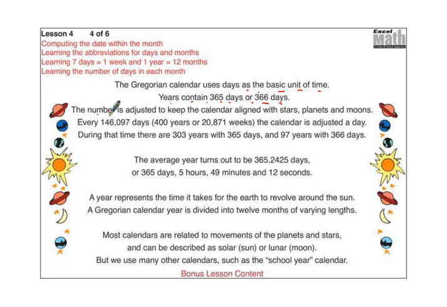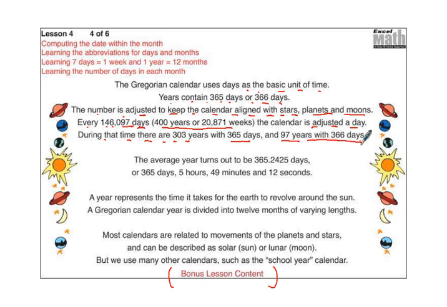The number, and by the way, this is also bonus content here. The number is adjusted to keep the calendar aligned with the stars, planets, and moons. Every 146,097 days, 400 years, or 20,871 weeks, the calendar is adjusted 1 day. During that time, there are 303 years with 365 days and 97 years with 366 days.